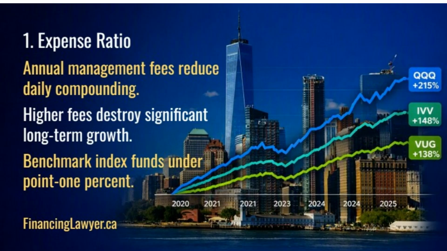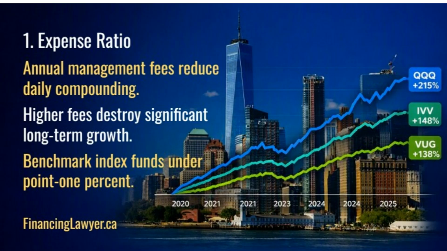Expense ratios are expressed as a percentage of your total asset value. For example, if you invest $10,000 in a broad passive index ETF with a low expense ratio of 0.03%, you are paying just $3 per year in total management fees. However, if you invest that same $10,000 in a specialized or actively managed ETF with an expense ratio of 0.75%, your annual fee jumps to $75 for every $10,000 invested.